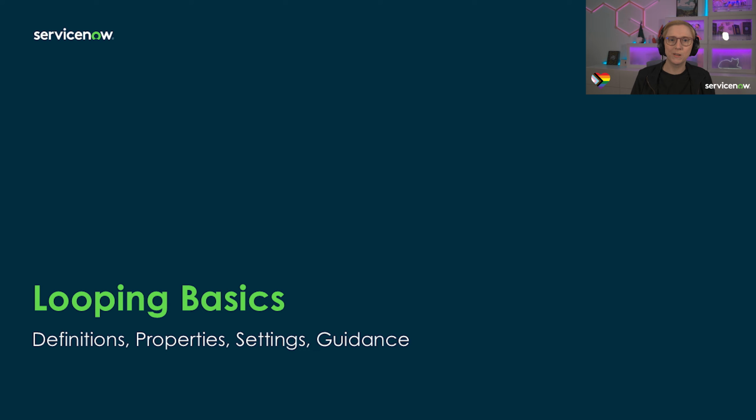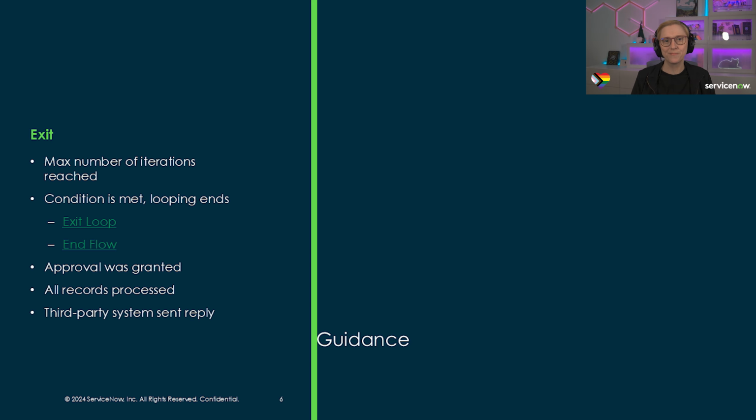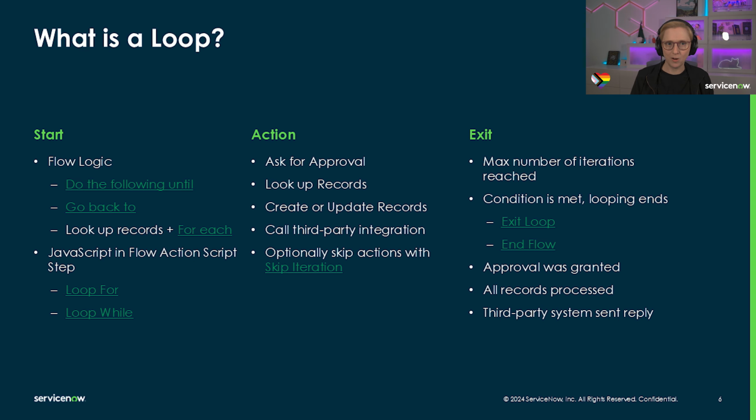Alright, so let's start with some looping basics. Loops are a fundamental concept in both coding and low-code workflows. They are used to repeat a set of actions or tasks multiple times until a certain condition is met. All loops consist of 3 parts. There's the start, whatever initiates the loop. There's the action that is executed during the loop, possibly repeatedly, and then there are exit conditions.